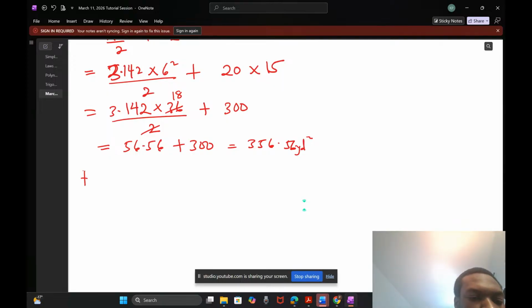So number 4, we have a cone. No, sorry, we have a triangle on top of a semicircle. So this is 12 meters. And this is 8 meters. The radius of this is 8 meters. Okay.